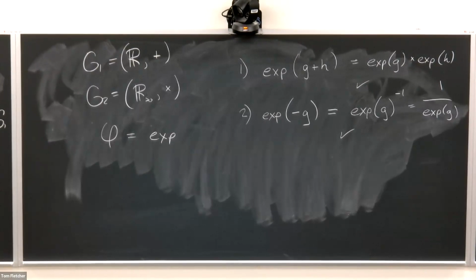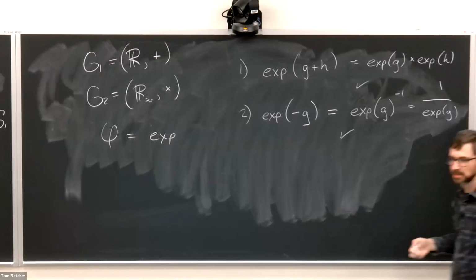And so you see that because of this rule, this curve is closed under multiplication in the big group G. It's closed under inverse, so it's a group itself. It's a subgroup.